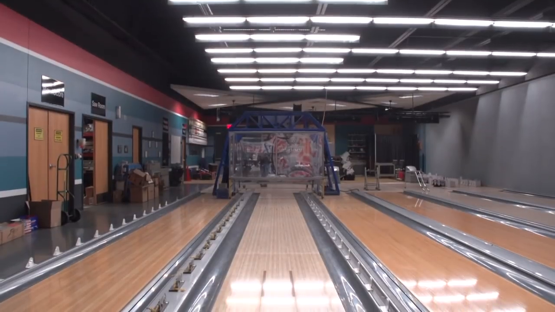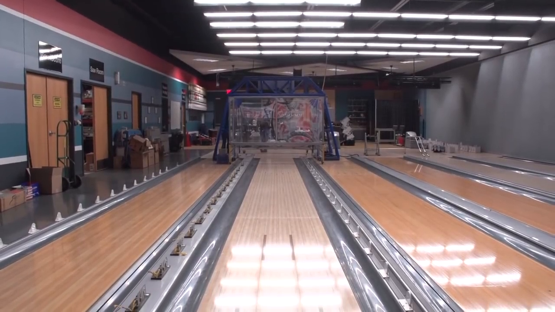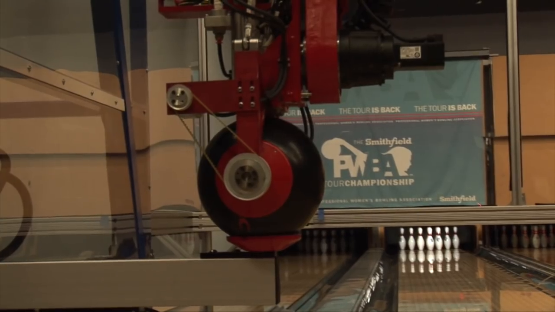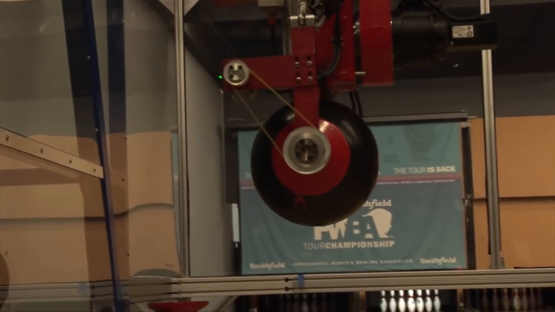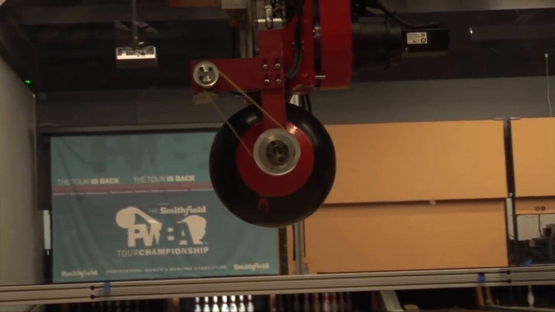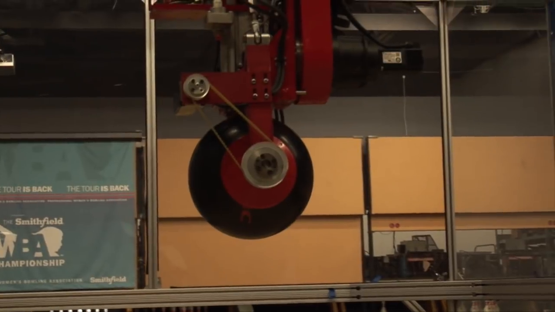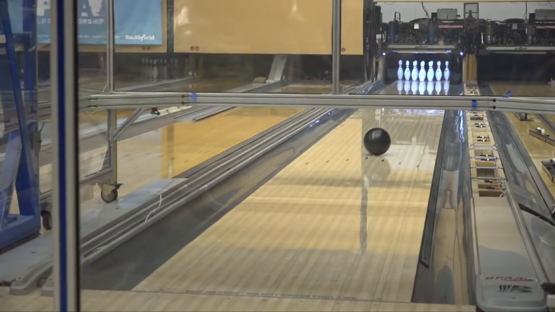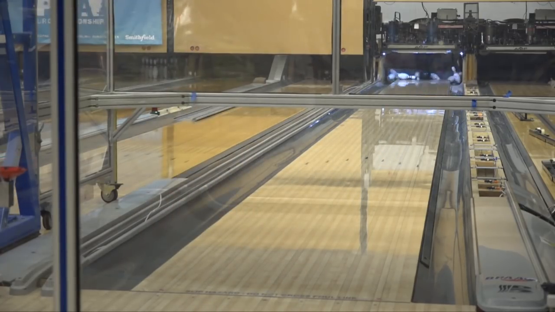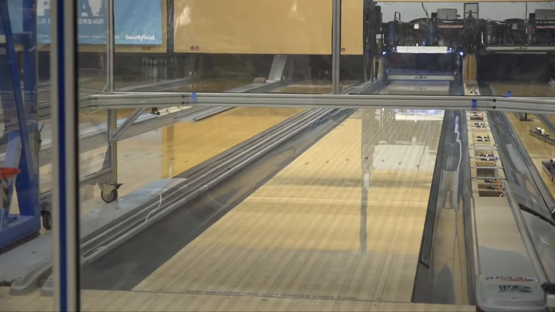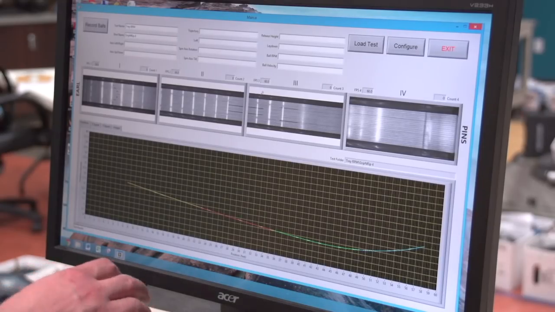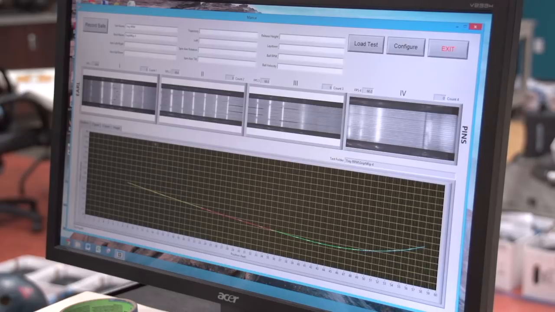So, considering that the 2008 ball motion study conducted by USBC clearly stated that RG was a more dominant factor than differential RG, it was surprising to find that differential RG is actually the more significant factor on a ball's ability to hook. When RPM rate is linked to the RG of the bowling ball used, the differential RG turns out to be the more significant factor on a ball's ability to hook.